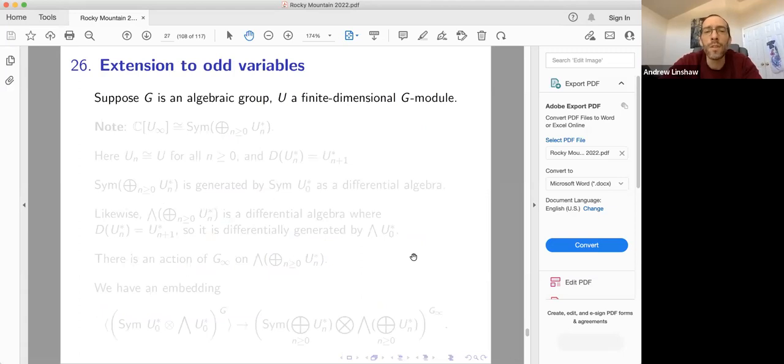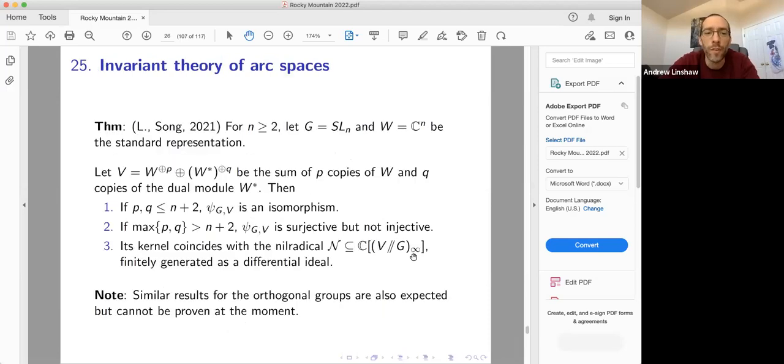Okay, so the last thing is that I'd like to extend this. The problem that I had to deal with originally did not just have even variables. Everything so far I've said about the invariant theory of arc spaces is about arc spaces of groups acting on polynomial rings. But I also have to be able to deal with odd variables.